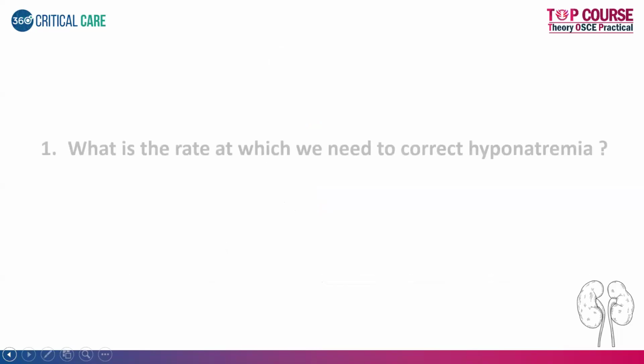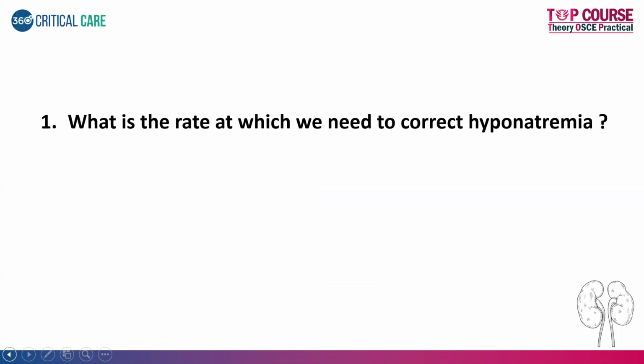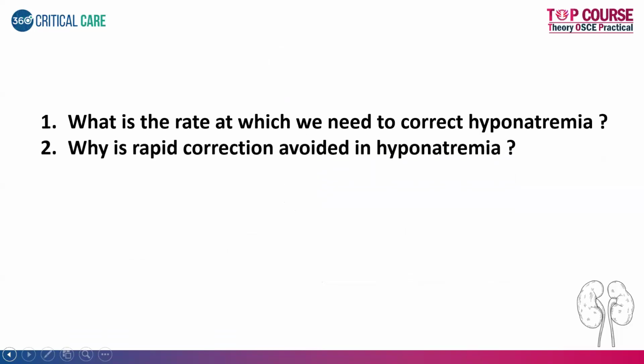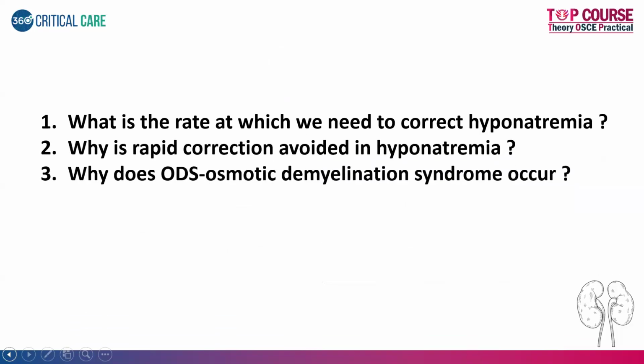Yeah. So coming to the practical aspect again. What is the rate at which we need to correct hyponatremia? Why is rapid correction avoided in hyponatremia? Why does osmotic demyelination syndrome occur? Anyone wants to answer this?